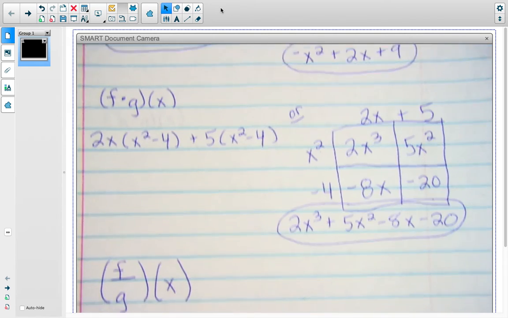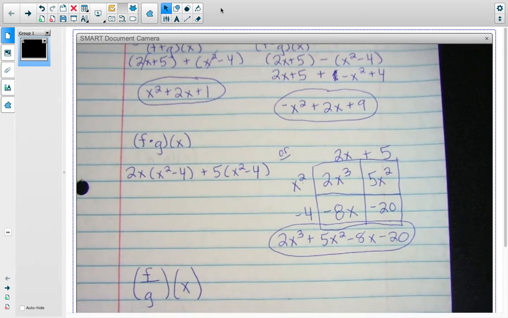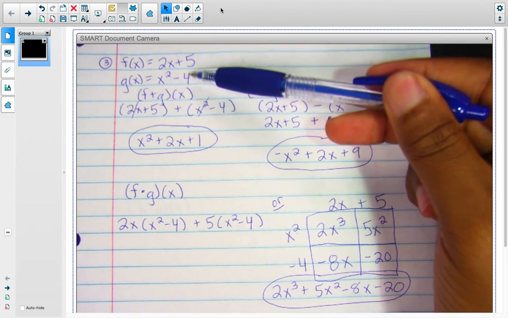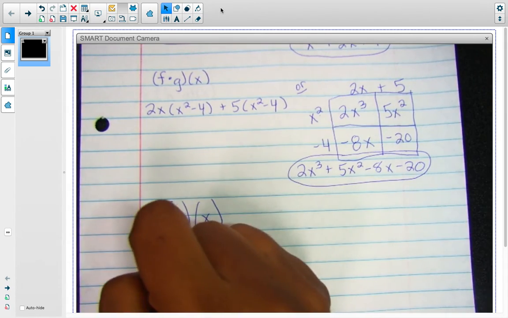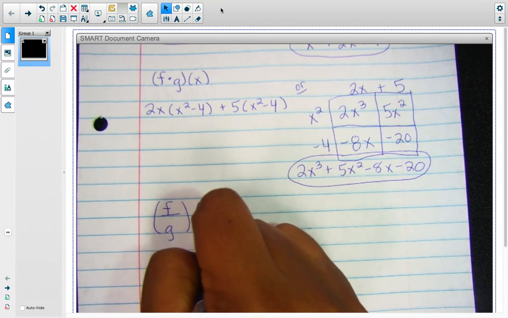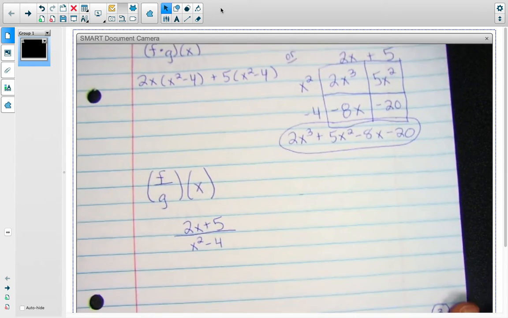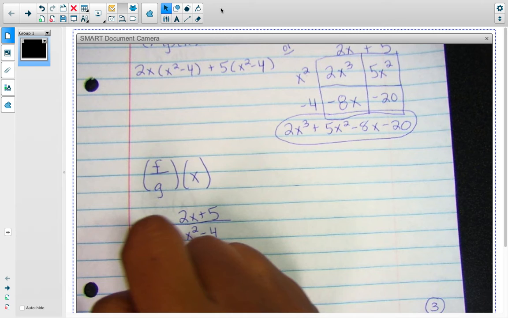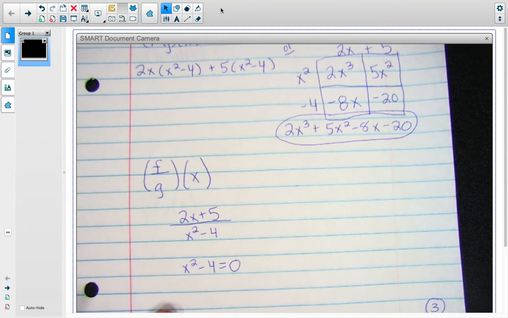And last but not least, f divided by g. So our f is 2x plus 5, and g is x squared minus 4. f is going to go on top. That's 2x plus 5 divided by x squared minus 4. We need to take the denominator and set it equal to 0. So take x squared minus 4, set it equal to 0 so that we can figure out what our denominator cannot be, because that means if I graph it, there's going to be a hole or a gap there.